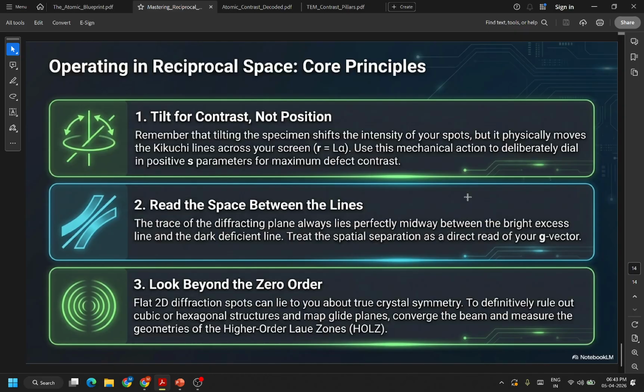And by looking at the bright and dark line, the exact midway of the bright and dark line is your G vector. And using CBD, instead of looking just at the zero order diffraction, we can look at higher order diffraction to map a 3D structure.